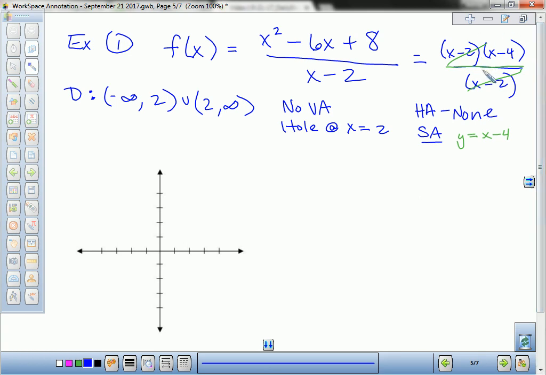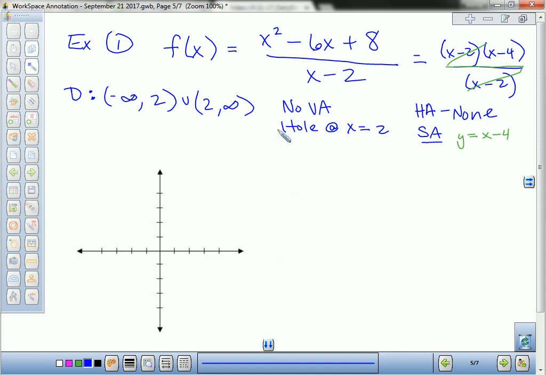But we would get the same thing if we did the synthetic. We would get the same thing if we did long division. We do not have a vertical because right here where we were thinking vertical, that factor canceled and created a hole. Which means instead of the end behaviors going opposite directions, they're coming together right there. That's why it's a hole and not an asymptote.